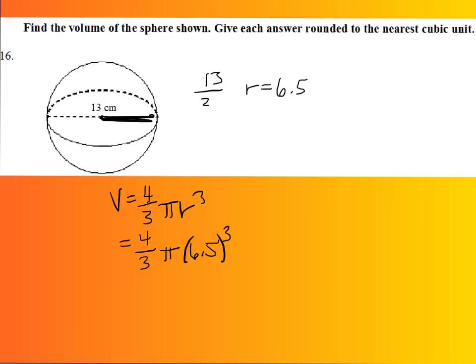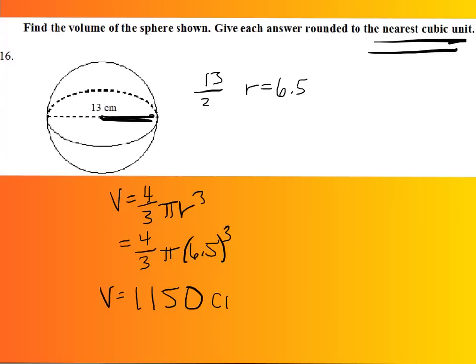4/3 pi equals, my volume is, oh, and it says round to the nearest cubic unit. So I've got 1,150. I rounded down because it was 0.34651 centimeters cubed.